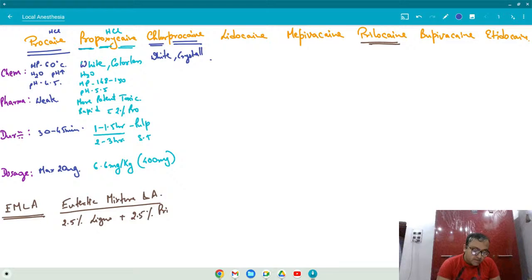It is white crystalline. Of course, just like the previous one, it is also water soluble, and it has a melting point of 173 to 176. So we started with 60 degrees, then we went on to 148 to 150 degrees. Now we are into 170 to 180 degrees, almost. I'm just giving you a basic idea. And here also it is used as an HCl salt.